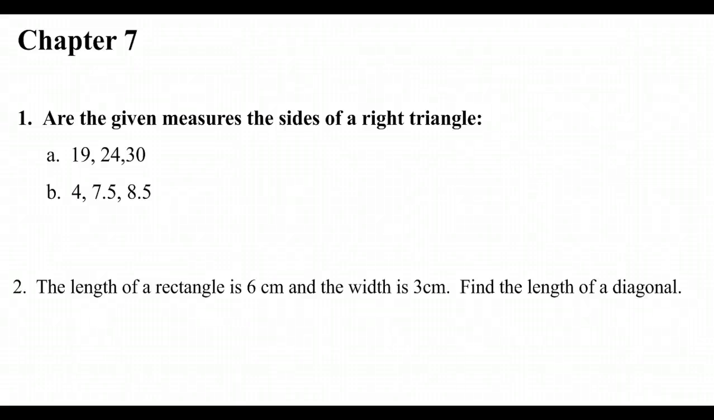Chapter 7 is about right triangles and right triangle trig. We start off by seeing if we can tell from the three sides whether a triangle is a right triangle. Remember, we use c squared equals a squared plus b squared, the Pythagorean theorem.